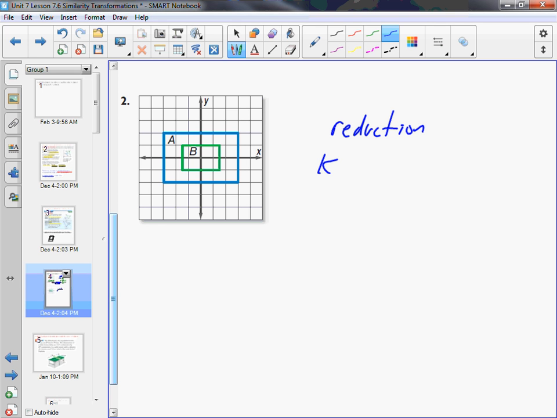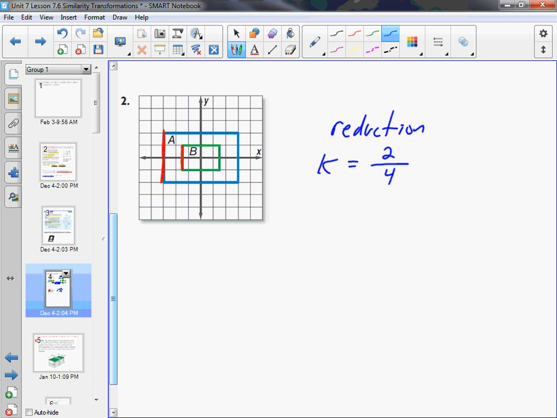Now, I can count spaces either vertically or horizontally. If I go horizontally, I have to estimate as halves. If I go vertically, I don't have to estimate anything, do I? The length of that side right there is what? 2. And then the length of this side right here that corresponds to it is what?